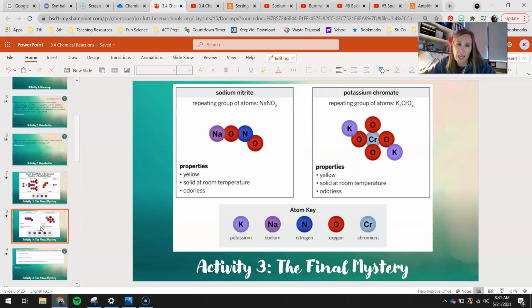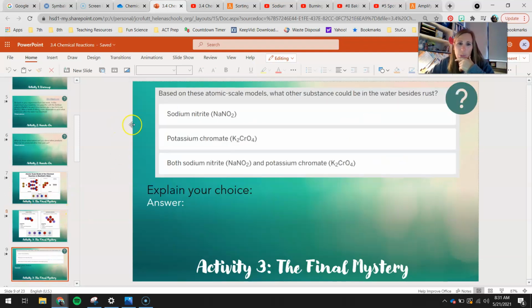So you guys have 2 claims as to what this substance could be. You could think it could be either sodium nitrite, NaNO2, which looks like this, or it could be potassium chromate, K2CrO4. So here's what potassium chromate would look like. Okay, so with that being said, you guys are going to circle what you think is most likely. So based on these atomic scale models, what other substances could be in the water besides rust?